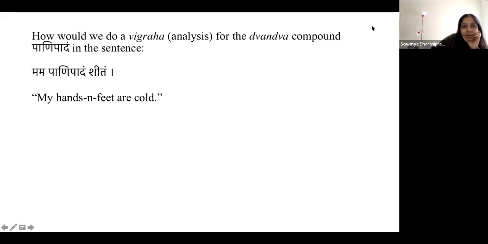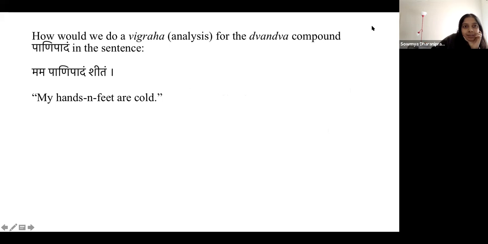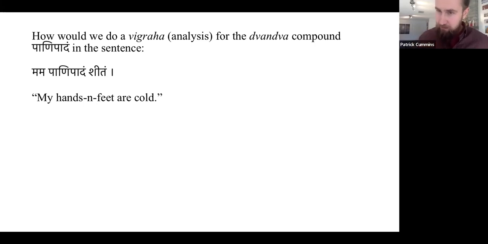Will I just say pani cha padam? But the whole problem is it's the singular. Pani padam seems like the ending is in the singular. So if it was a regular Dvandva like in the previous case, it should be pani padau, but here it's pani padam. Good question. Okay, so I see what you're talking about.